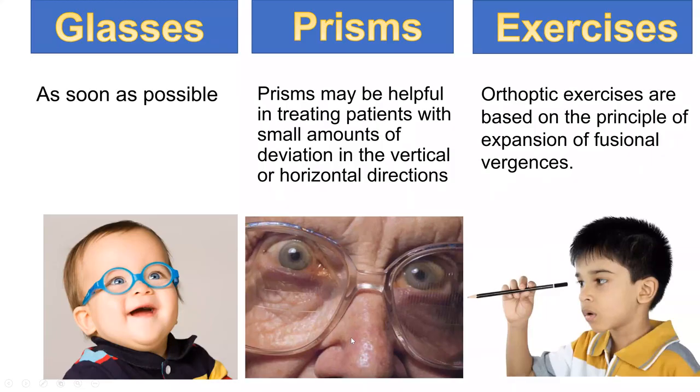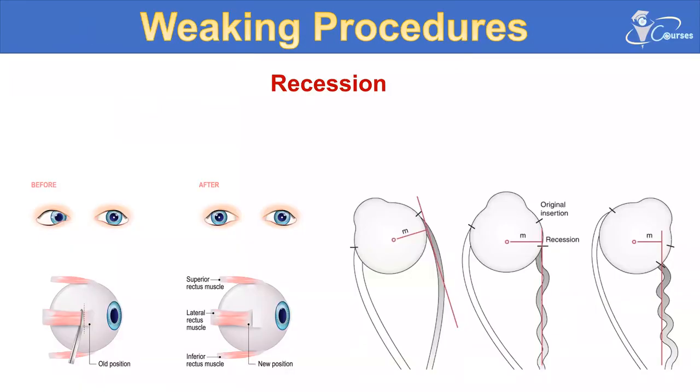What are the kinds of surgeries that we offer for patients with strabismus? We have weakening procedures and strengthening procedures. The first weakening procedure is called recession. So what is recession? Assume that this patient has esotropia. This esotropia means that the medial rectus is strong. So what can we do to improve this esotropia? We weaken the medial rectus. How do we weaken the medial rectus?